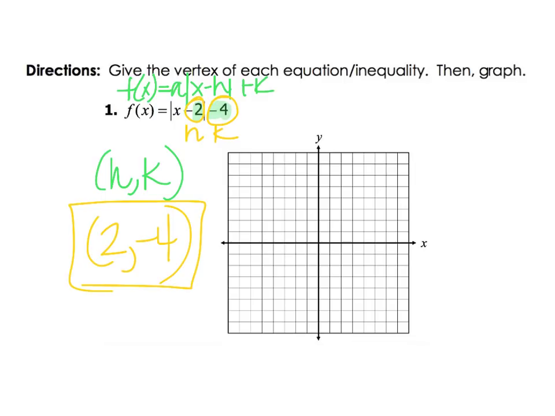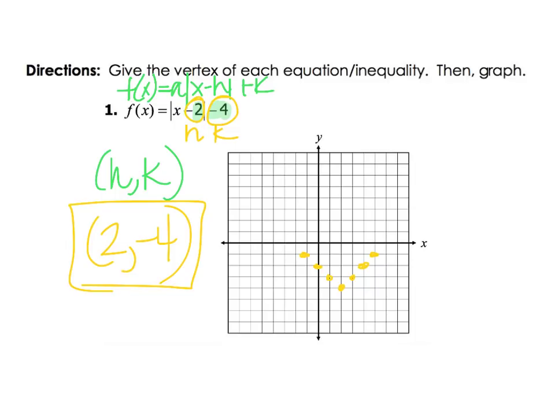Then we want to graph that vertex. So we go to 2, down 4, put a dot. And then if we want to graph it, we know what the absolute value parent function looks like, right? It's just up 1 over 1, up 1 over 1, up 1 over 1, left 1 over 1, left 1 over 1, left 1 over 1. So all we're doing is graphing the parent function, but moving it to the right 2 and down 4.